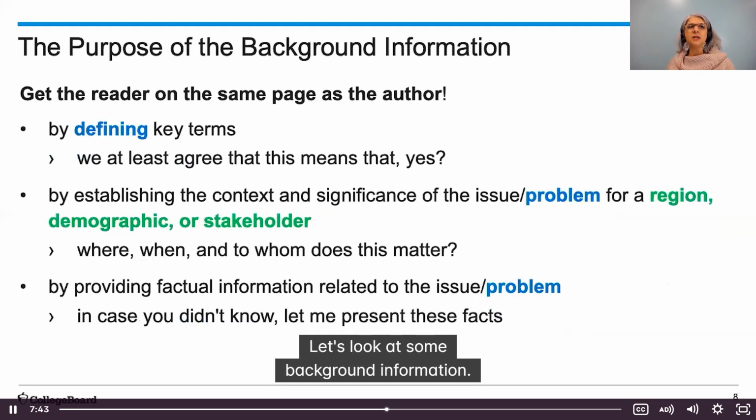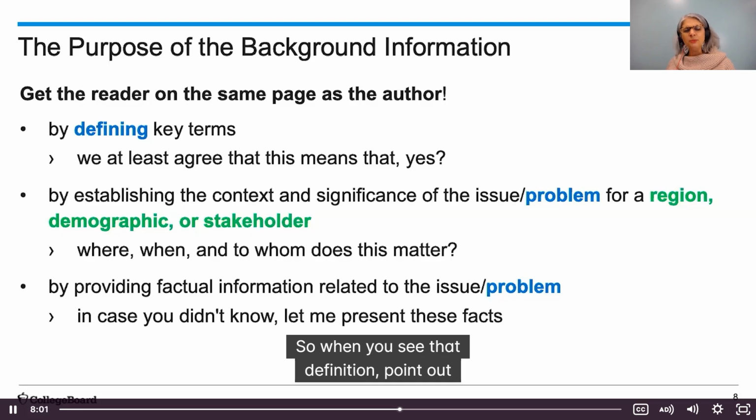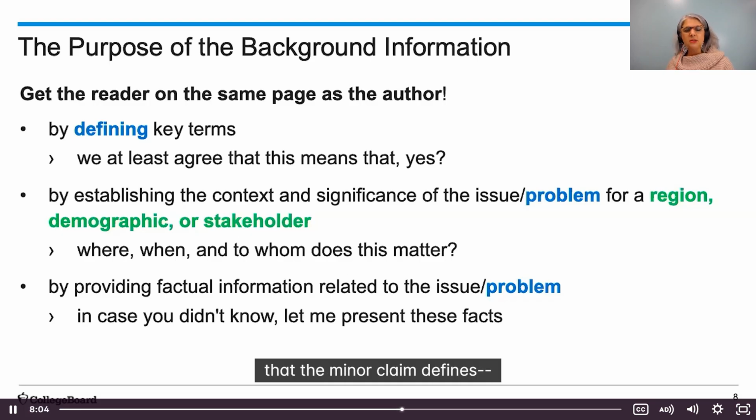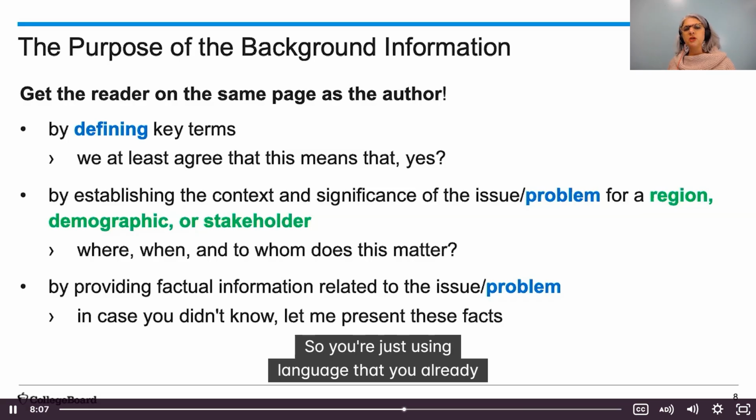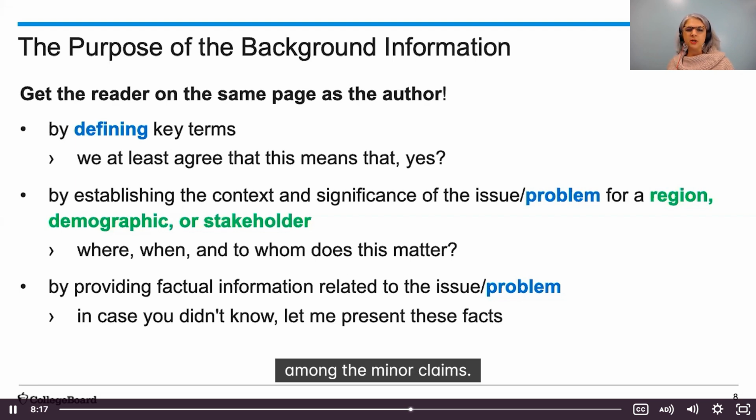Let's look at some background information. We know that the background information gets the reader and the author on the same page, right? Make sure that we can agree on certain things. So one of the things they might do in the background information is to define key terms. So when you see that definition, point out that the minor claim defines, right? You're just using language that you already have as part of your analysis of line of reasoning, to explain the connections among the minor claims.